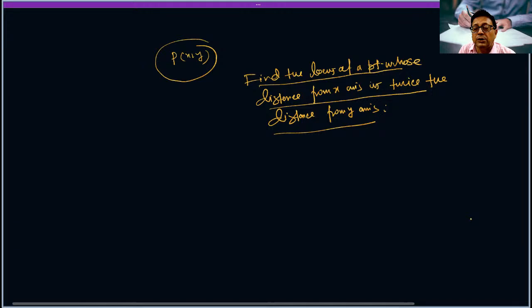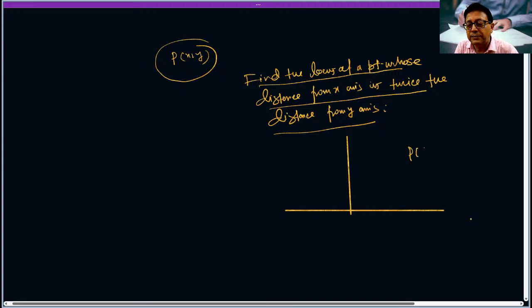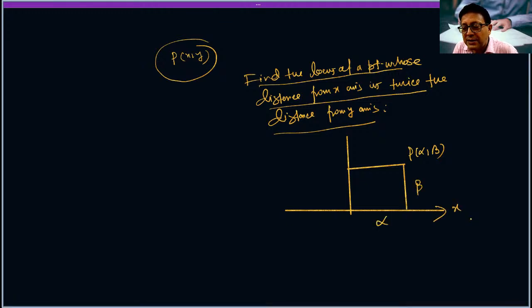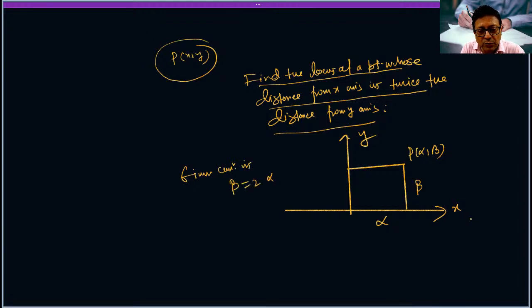To find the locus of the point, you will be taking the movable point as P(x, y) or P(alpha, beta). What is the distance from the x-axis and what is the distance from the y-axis of this point? This you know, alpha, this one beta, this is the x-axis and this is the y-axis. What's the condition here? Distance from the x-axis, the given condition is beta equal to 2 alpha or beta minus 2 alpha equal to 0.